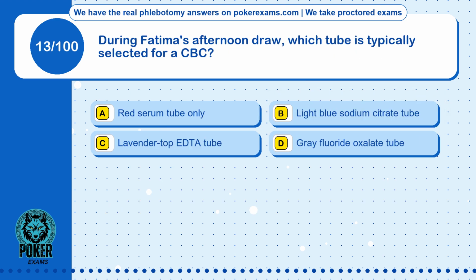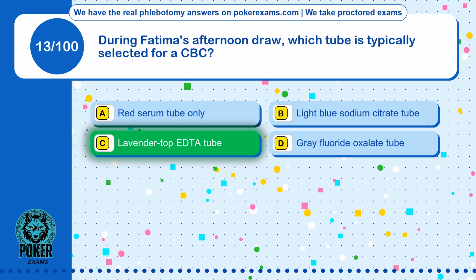Question 13. During Fatima's afternoon draw, which tube is typically selected for a CBC? Option A, red serum tube only. Option B, light blue sodium citrate tube. Option C, lavender top EDTA tube. Option D, gray fluoride oxalate tube.